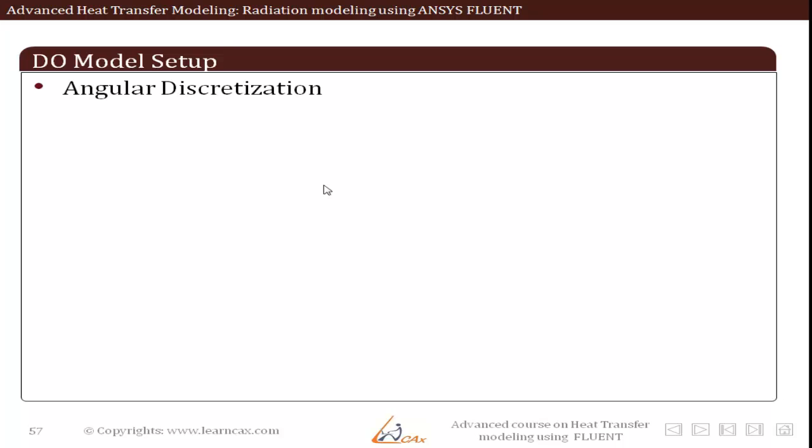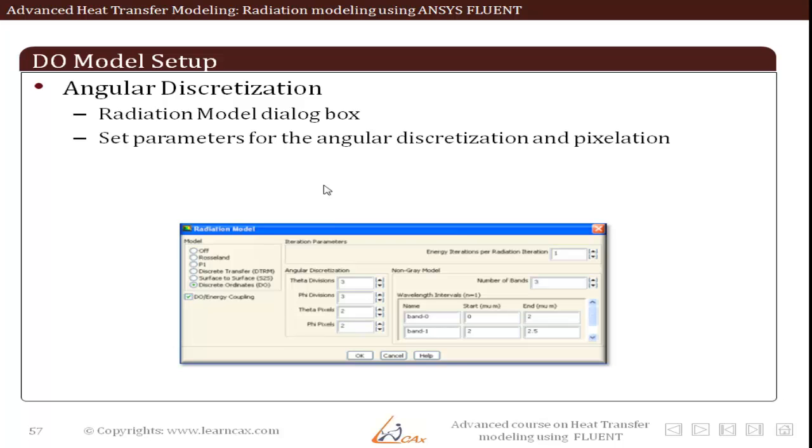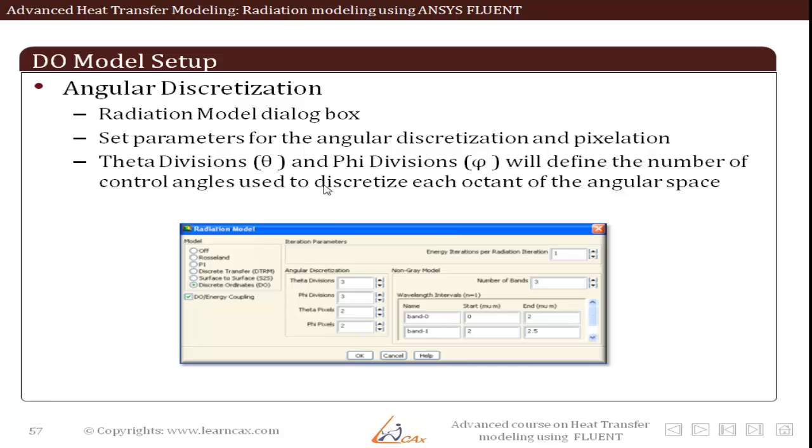When you select the discrete ordinates model, the radiation model dialog box will expand to show inputs for angular discretization. In this section, you will set the parameters for angular discretization and pixelation. Theta divisions and phi divisions will define the number of control angles used to discretize each octant of the angular space. So you have to enter the number of theta divisions and phi divisions here, which is known as controlling the angular discretization.